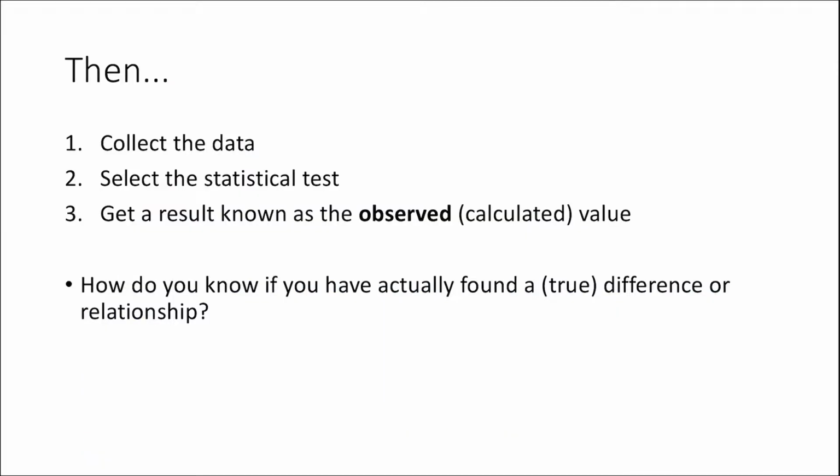So we've collected our data, we've selected our statistical test. What we'll get then is what we call an observed value, or a calculated value. That means the same thing. The only inferential test you will need to actually calculate by hand is the sign test.